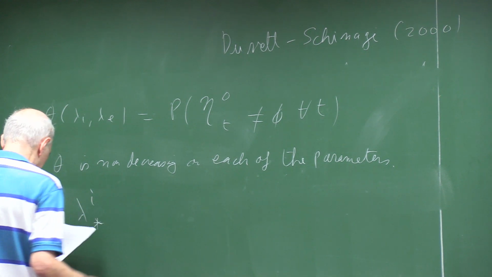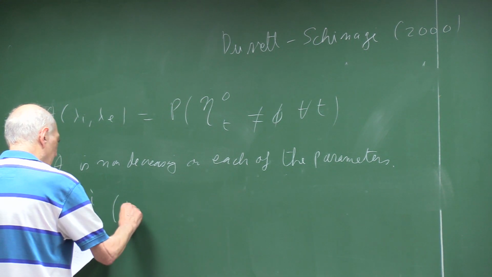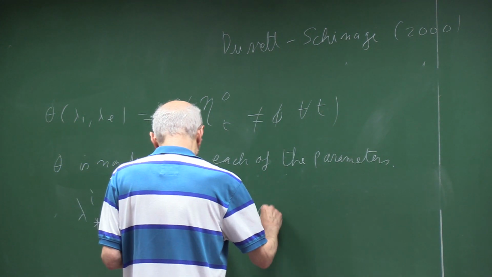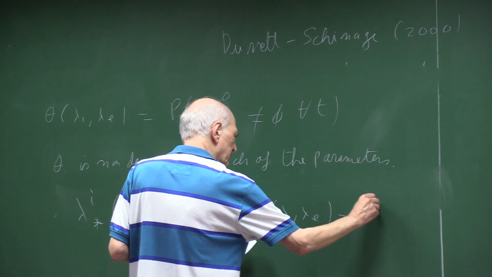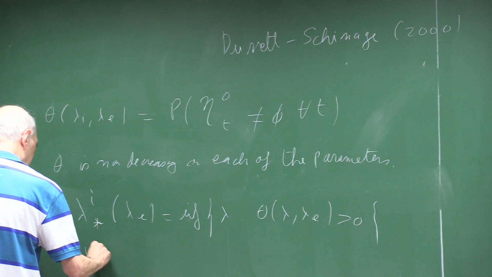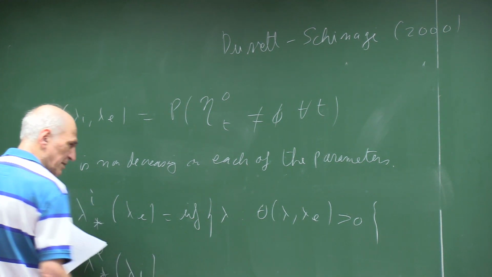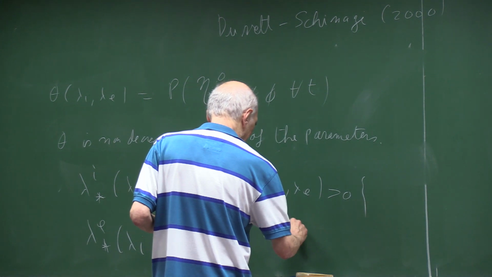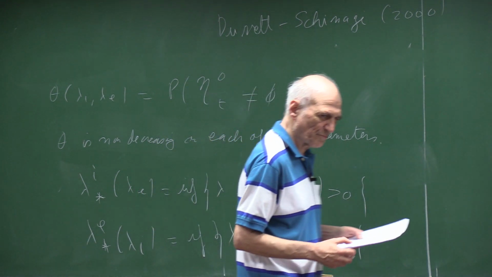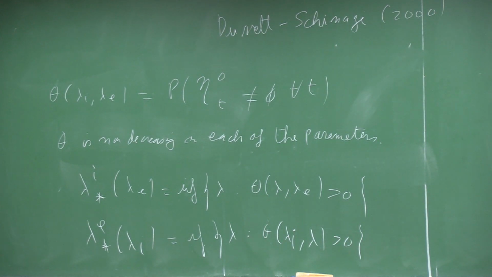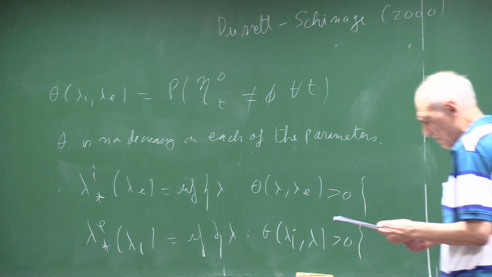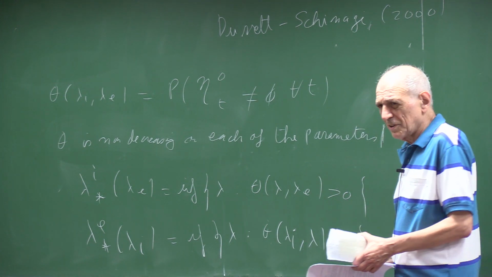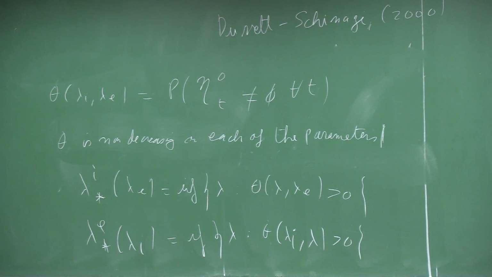So lambda I star will be the critical value of lambda I given a value of lambda E. And that's going to be the inf of the lambdas such that theta of lambda, lambda E is positive. And we also define the critical value for lambda E. This depends on the value of lambda I, and it's the inf of the lambdas such that theta of lambda I, lambda is positive. Okay, with these definitions, I'm going to continue stating the results by Durrett and Schonmann. First is this result, and they also proved a couple of other things, which are these.